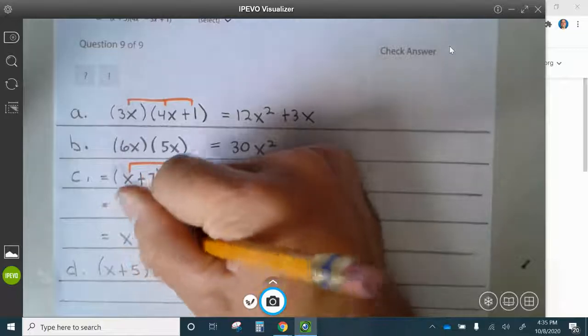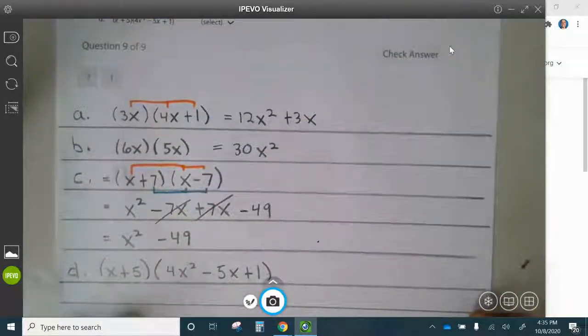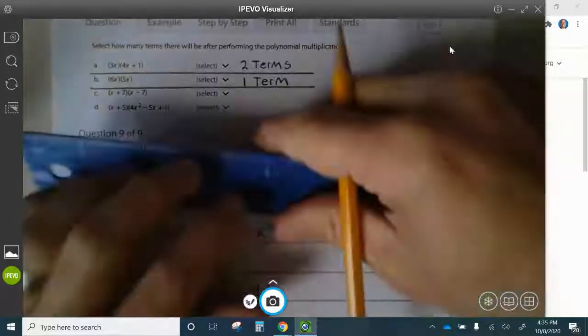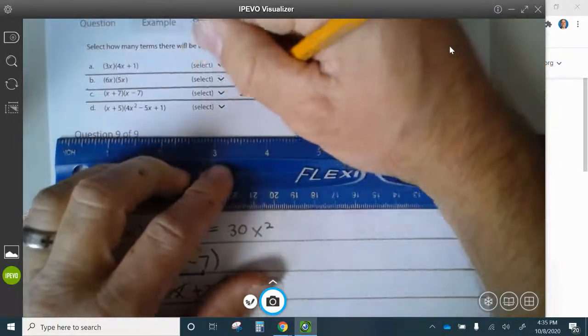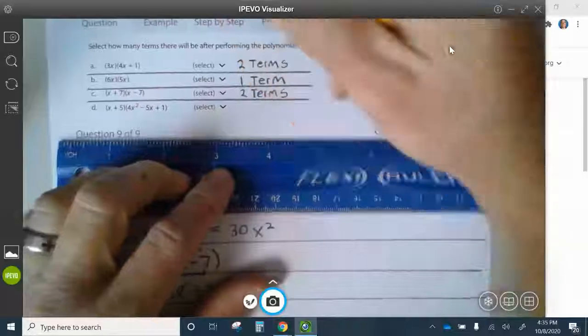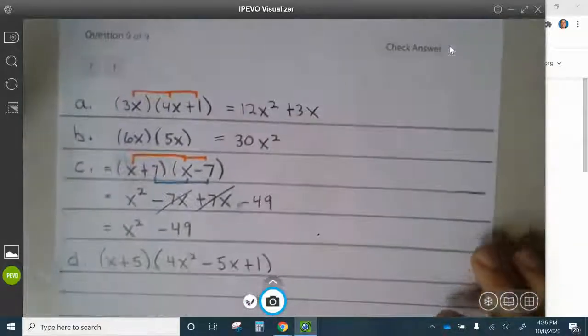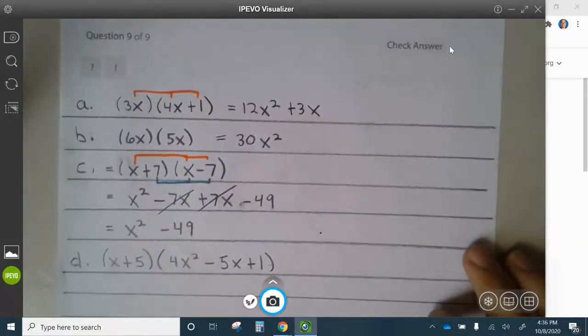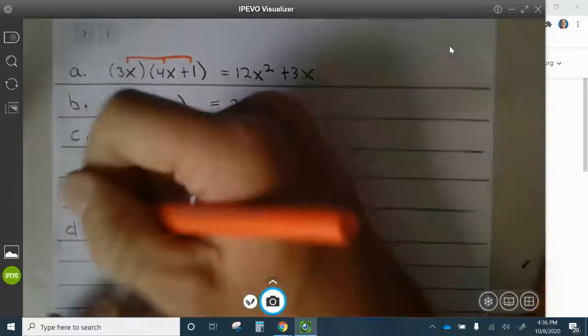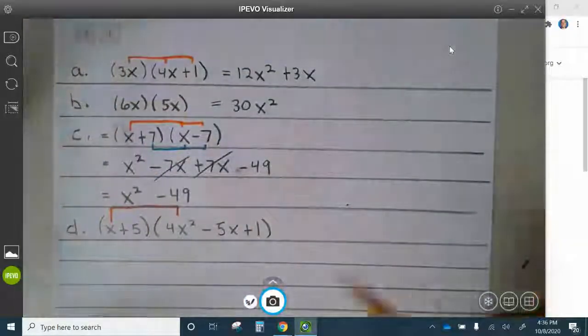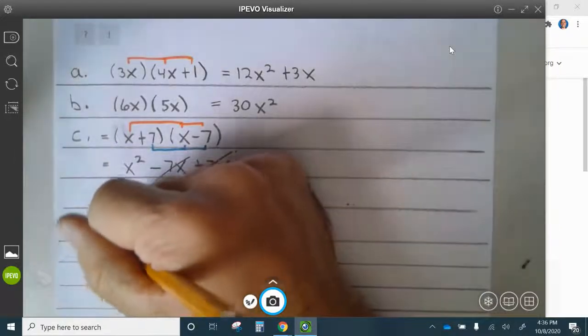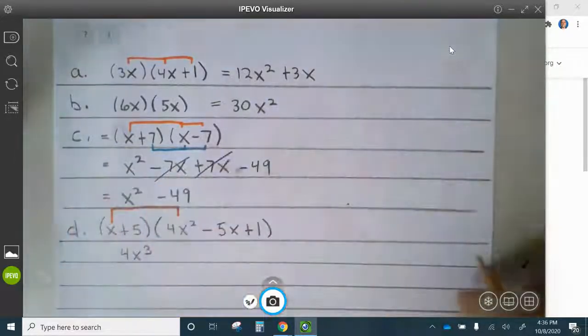All right, so again, we're going to FOIL here. So we're going to multiply x times 4x squared. So that's 4x cubed. Okay, then we're going to multiply x times negative 5x. So that's negative 5x squared. Then we're going to multiply x times 1, which is plus 1x.